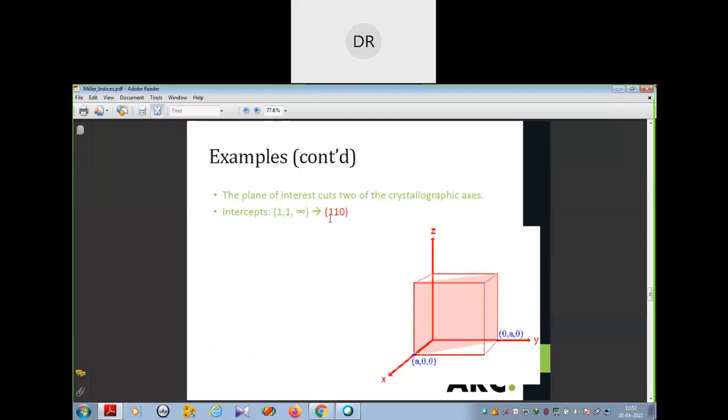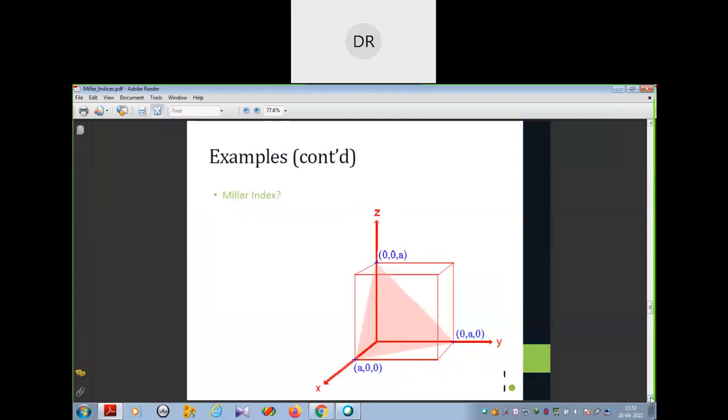So intercepts for this one are 1, 1, 1, 1, 1, infinity. Intercept means we are just doing it like this. If the plane of interest cuts two of the crystallographic axes, then the intercepts will be 1, 1, infinity. So if you find the Miller indices, it will be 1 1 0.